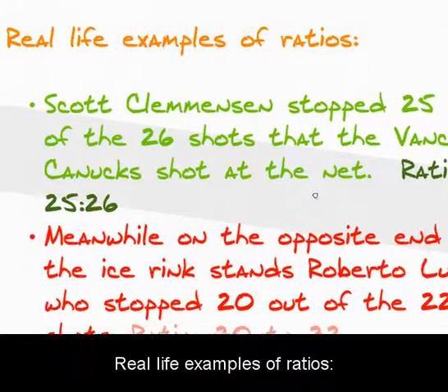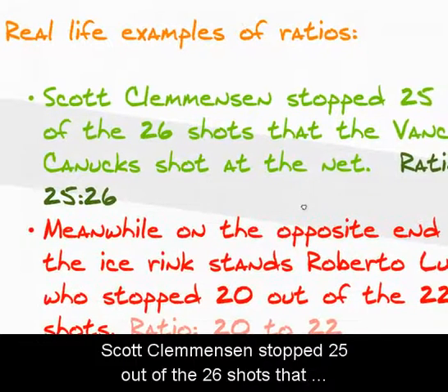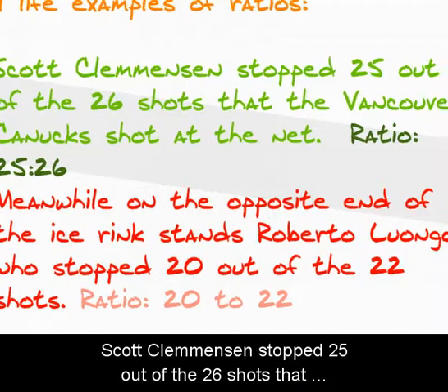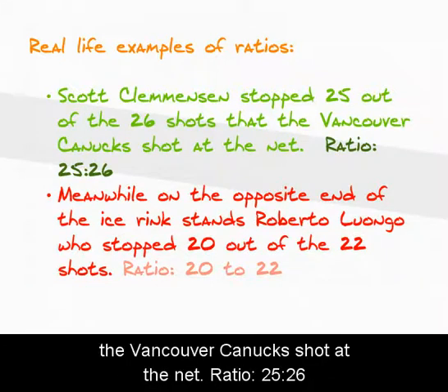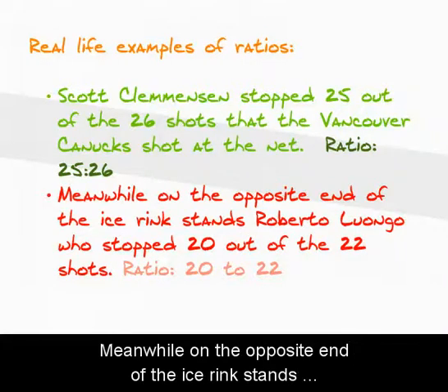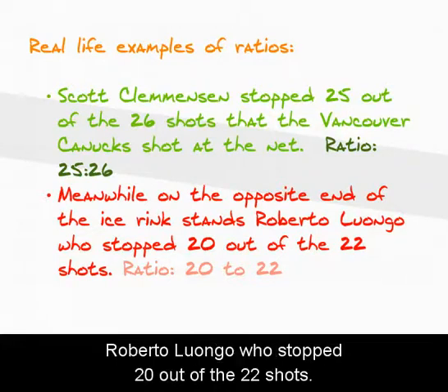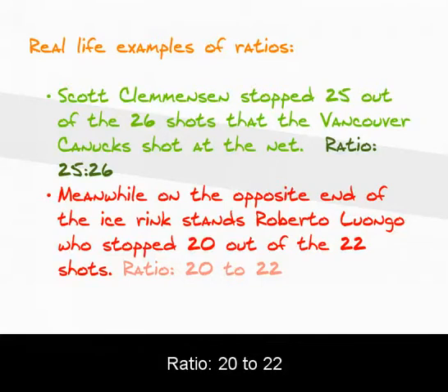Real-life examples of ratios. Scott Clemenson stopped 25 out of the 26 shots that the Vancouver Chinooks shot at the net. Ratio is 25 to 26. Meanwhile, on the opposite end of the ice rink stands Robert Lunongo, who stopped 20 out of the 22 shots. Ratio is 20 to 22.